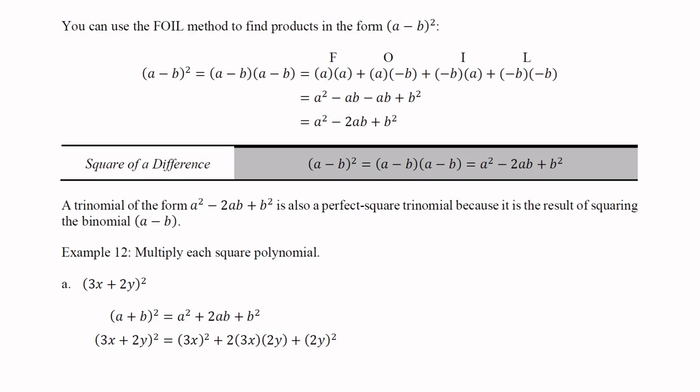And now all we have to do is clean it up a little bit. 3x quantity squared is going to be 9x squared. Remember, you have to square the coefficient as well as the variable because we're squaring the entire thing. 2 times 3x times 2y gives us 12xy. And then 2y quantity squared, we have to square everything, so that's going to give us 4y squared.